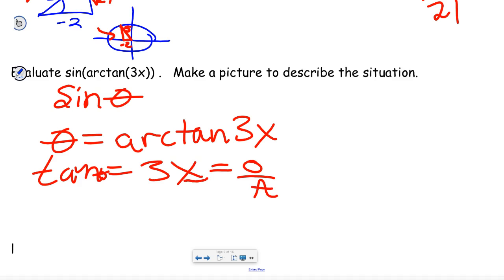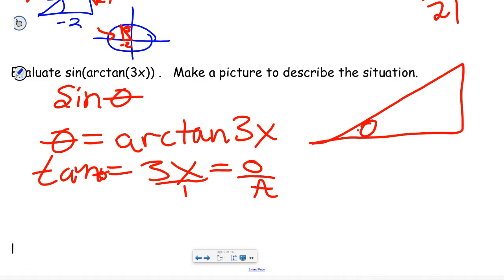What's really on the bottom of here then? 1. So she'll set up a right triangle, correct? Angle in question, we're calling theta. Opposite, we're calling 3x. Adjacent, we're calling 1. How do I get the missing leg? Pythagorean theorem, a squared, 9x squared, plus b squared, 1, is equal to c squared. So let's just go throw that on there.